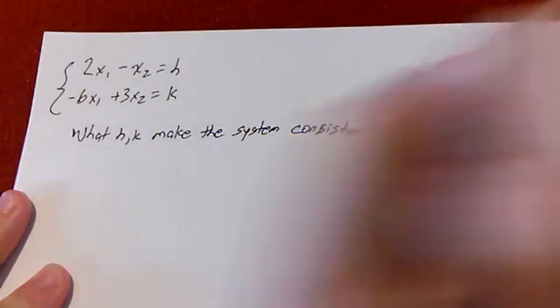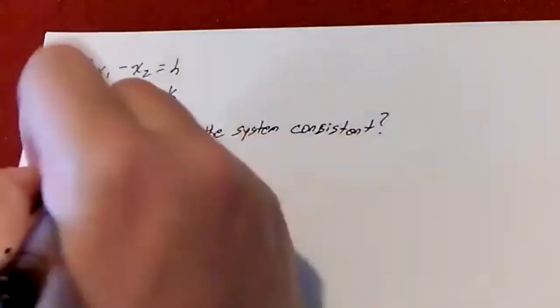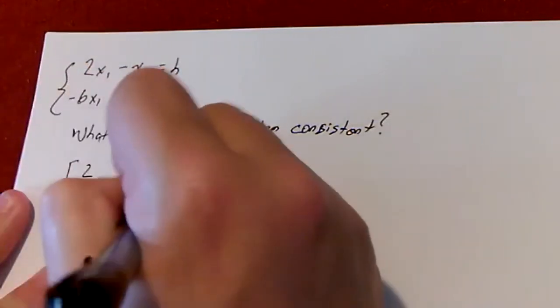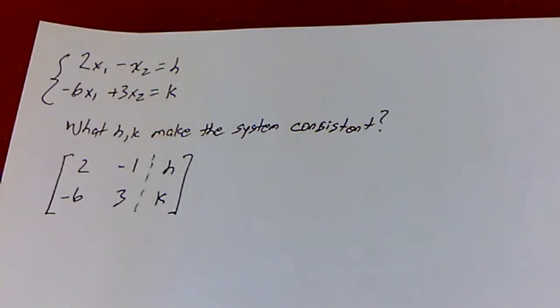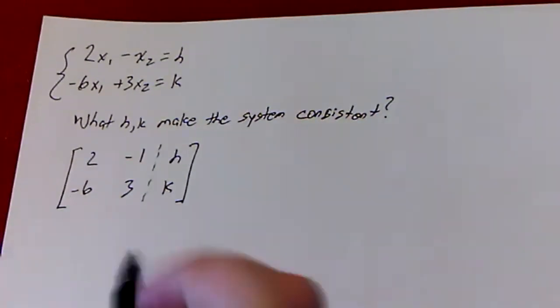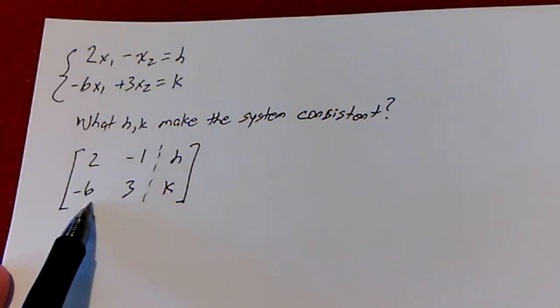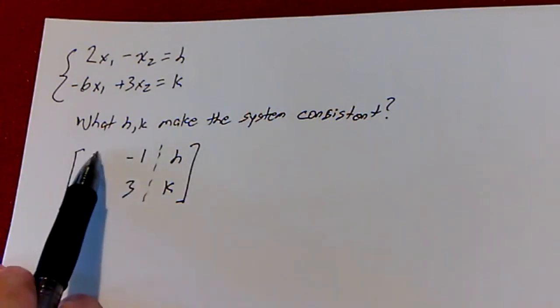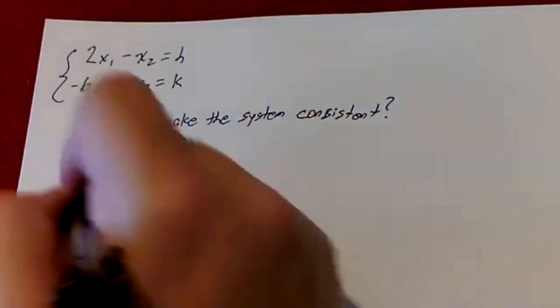Okay. So I'm going to write the matrix. So I've got 2, -1, h, -6, 3, k. I'm going to go ahead and put the dashed line for the equal sign in there for this. So as I look here now, I've got a 2 and a -6. So if I take 3 copies up here, I'll get a 6 in this position. And I can put that with the -6 below it, and 6 minus 6 will be 0.